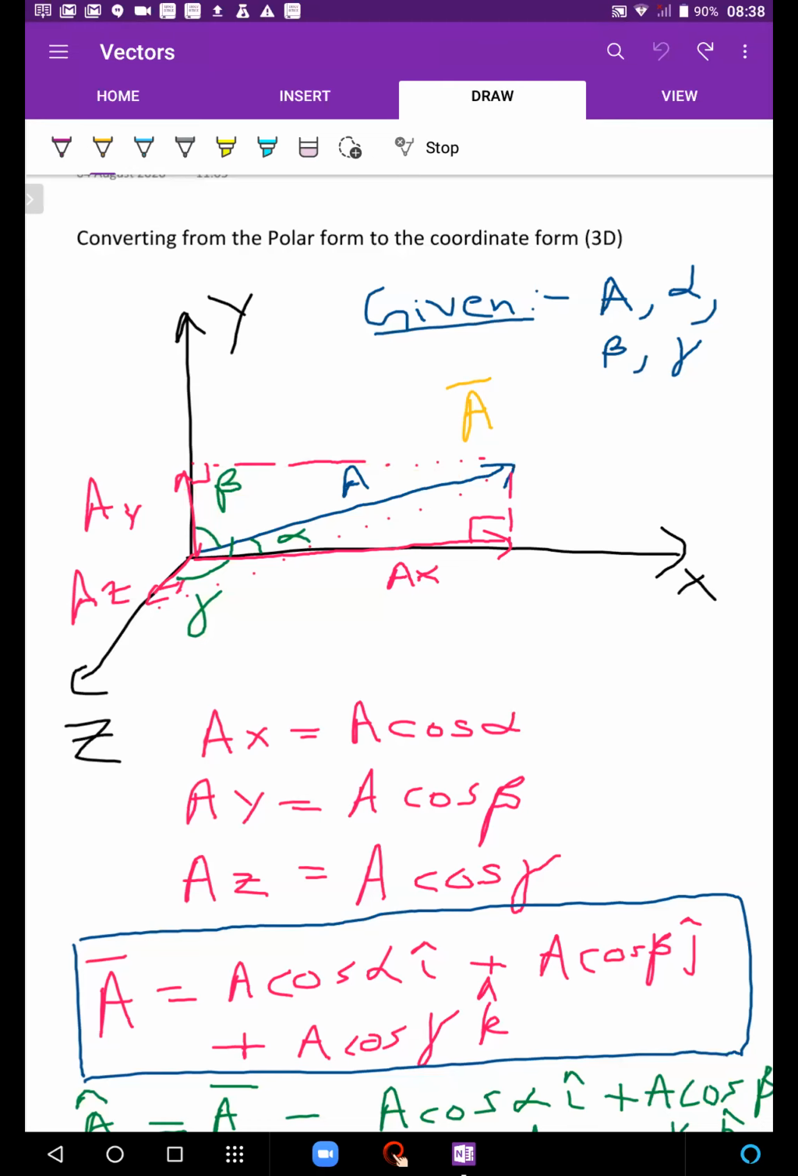okay, one of you is saying for Ay, can we use a sine beta? No, because sine beta is going to be that one. Beta's adjacent, right? You cannot use sine alpha because now, please understand, these angles are not complementary angles. That was for 2D. Now this angle is not going to stay the same, right? I hope you can imagine that.